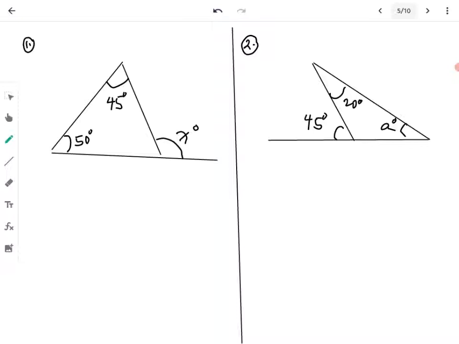So in example number 1, the exterior angle is x degrees and the opposite interior angles are 45 and 50 degrees. So we say, using our principle a while ago, that the exterior angle is just equal to the sum of its opposite interior angles. So we have 95 degrees. So x is 95.